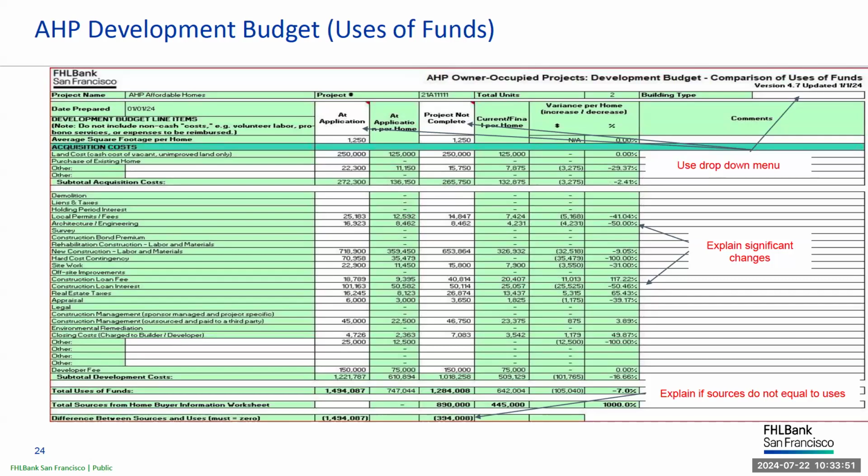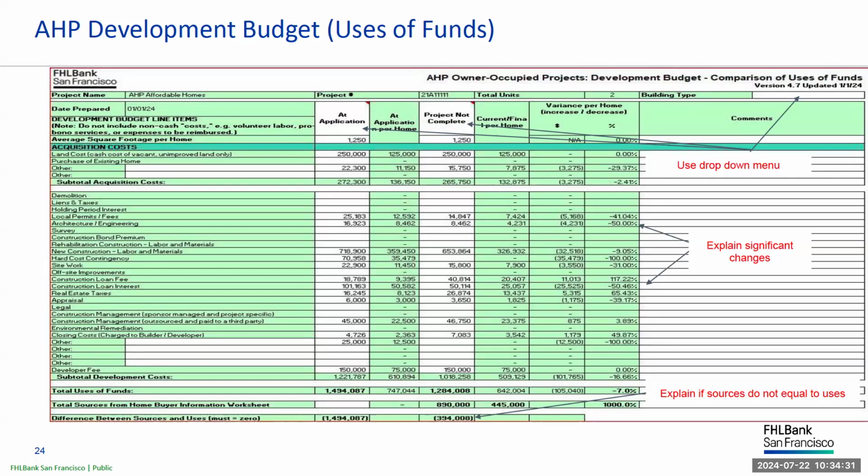The development budget or uses of funds worksheet compares the budget at application with the final actual costs. All development costs must be final, so select project complete using the drop-down menu at the top of the sheet and choose the building type. Any significant changes must be explained in the comments column to the right. We will request third-party documentation to validate the development budget, which includes the final settlement statement to validate the cost of land, final construction draw, or third-party invoices.